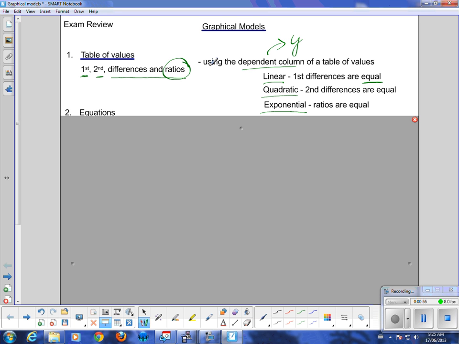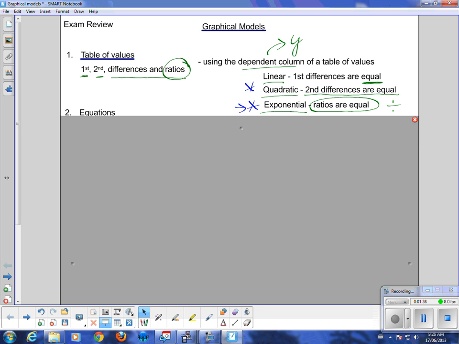If the first differences are not equal, then I take those values that I just calculated and do second differences. If they are equal, then it's quadratic. The last one is if the ratios are equal. Ratios means that I'm dividing. You can't just say it wasn't linear because first differences weren't the same, and it wasn't quadratic because second differences weren't the same, therefore it has to be exponential. You have to prove it to me. If you don't prove it using ratios, then your assumption is incorrect.